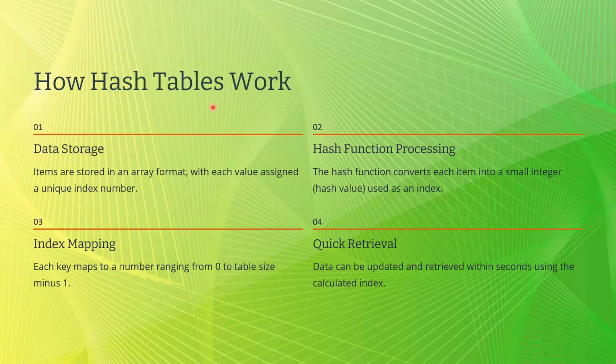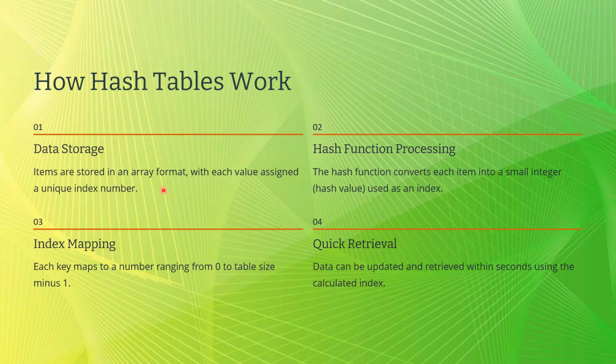How hash tables work? The hash tables work based on the following steps. First one is data storage. Here the data items are stored in an array format with each value assigned a unique index number. So in an array, the array index always starts with 0 and ends with n minus 1.